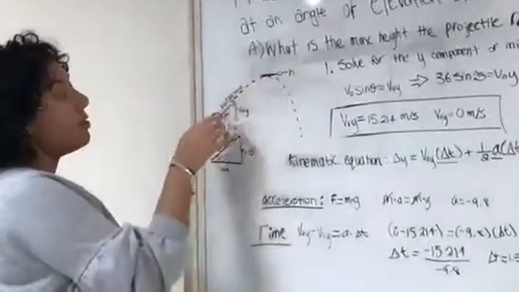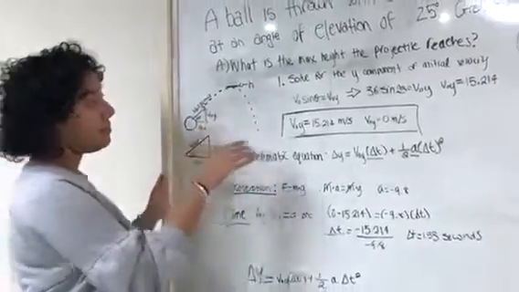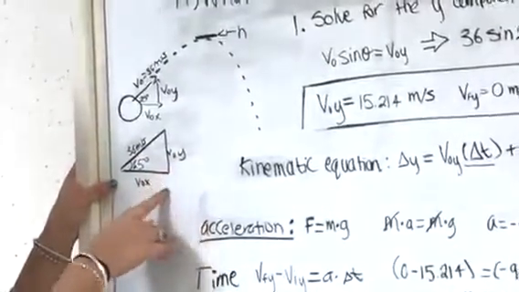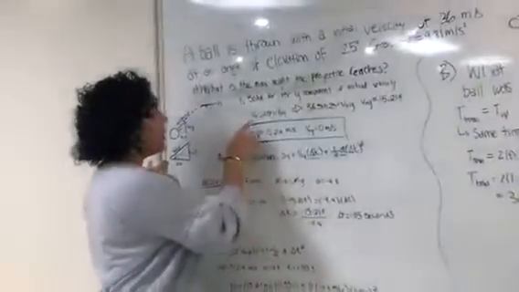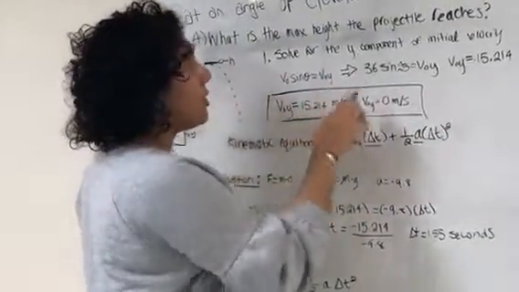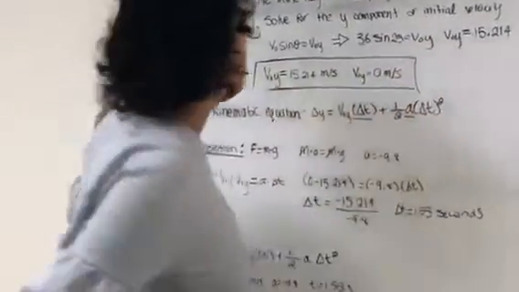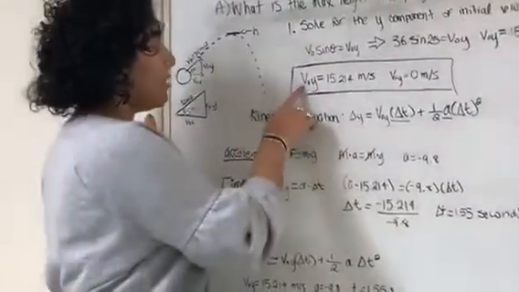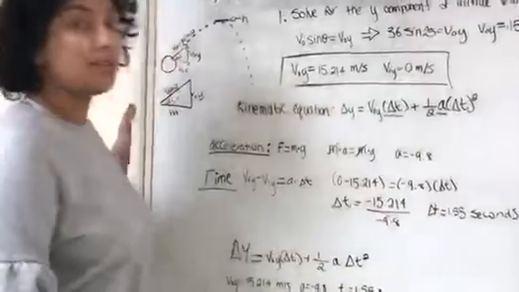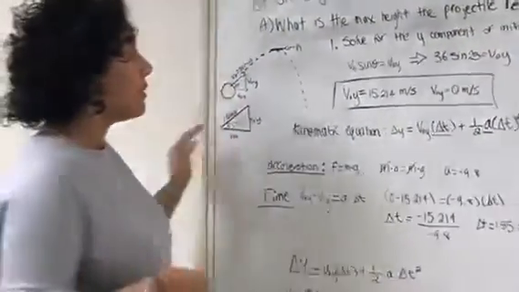that we're looking for. So we need to look for the initial velocity in the y direction. Looking at this diagram, we can solve for velocity in the y direction by using our trig ratios. So we can use v initial sine theta equals v initial in the y direction, which is 36 sine 25 equals 15.214. So here we have our v initial being 15.214 meters per second and our v final being 0 meters per second because it'll go to the top and then it'll stop momentarily and then start falling, making it 0.